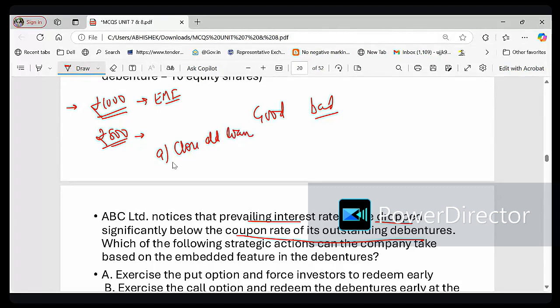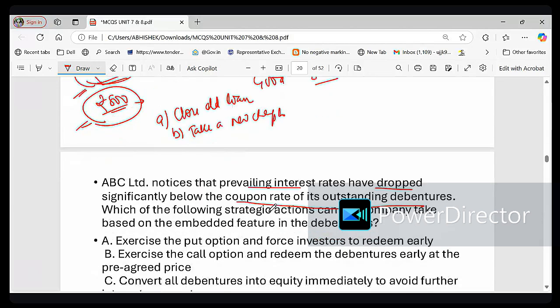Obviously you will close the old loan, right? And you will take a new cheap loan, because in the earlier loan you have to pay rupees 1000 as EMI, and in the new loan you will have to pay just rupees 800. That is exactly what ABC Limited is thinking with this debenture, right? So let's see what the options are.